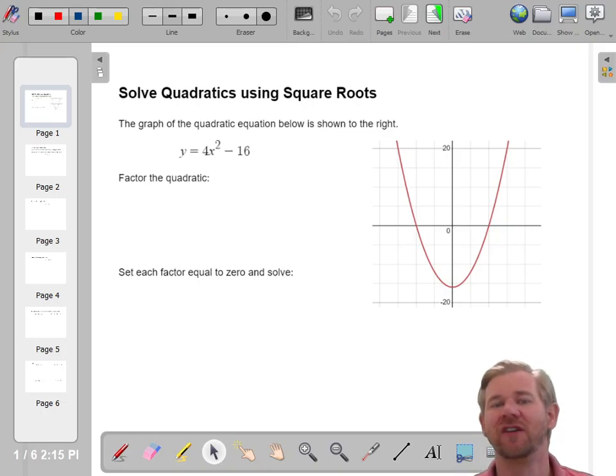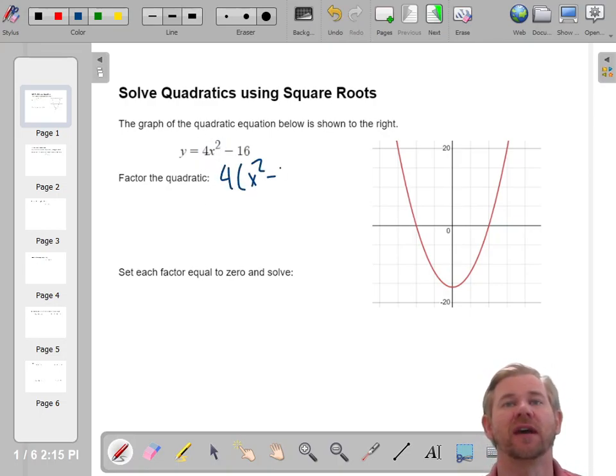Hello everyone, we've solved by factoring. Now we're going to solve using square roots. And I'm going to start with a problem that is factorable. This is a difference of two squares. So we should probably factor out the GCF first because that's a good habit.